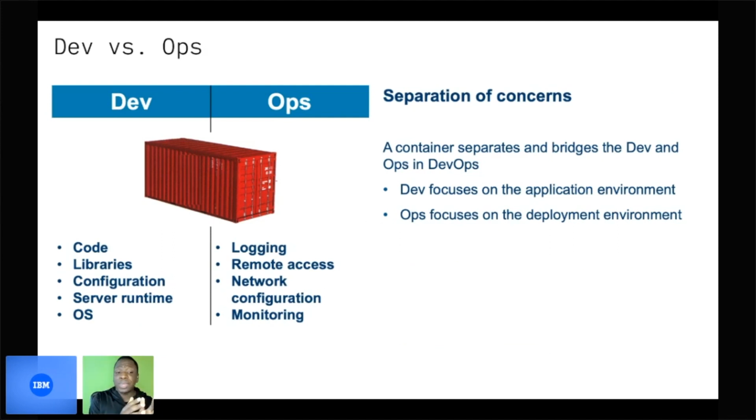So there's this idea of development and operations. If you're a developer, you normally create the code, you make configurations, you set up OSs and libraries. And if you're on the operations side, your job is, once the application is deployed, to pay attention to the logging, remote access, and monitoring. And the cool thing about Docker and containerization is that it kind of separates the two. So you have your development flow, you make the app, you put it in the container, and then you have your operations, your deployment, being able to pay attention to how things work out in the wild. So it separates them, but it also brings them together in one place. They're not two different flows. They come together, but they're separate in their own way. So dev focuses on the application environment, and operations focuses on the deployment environment.